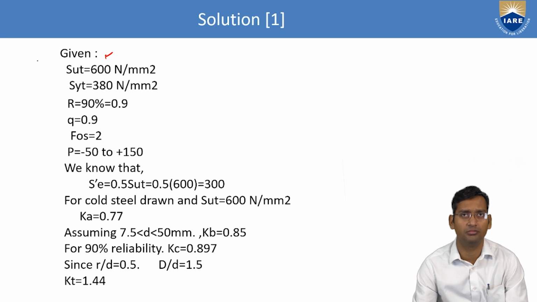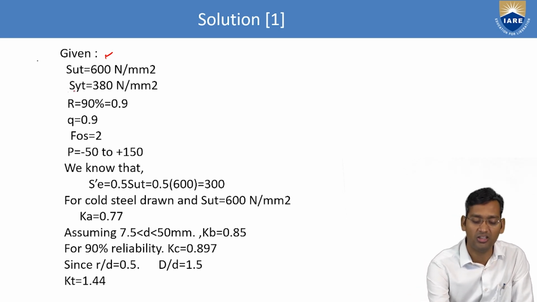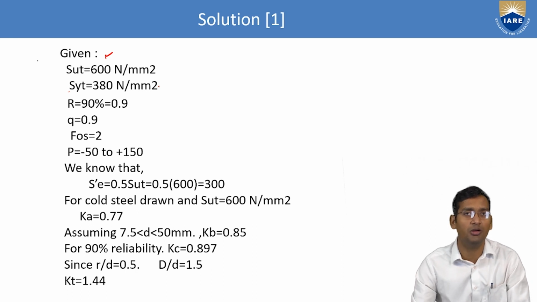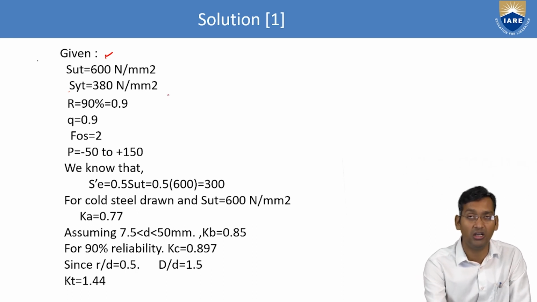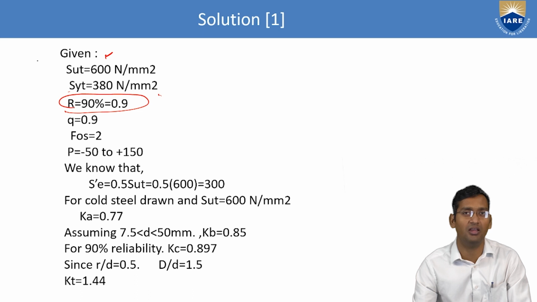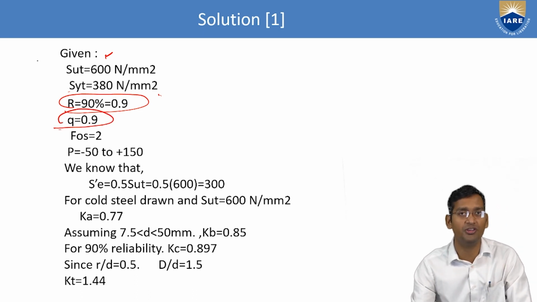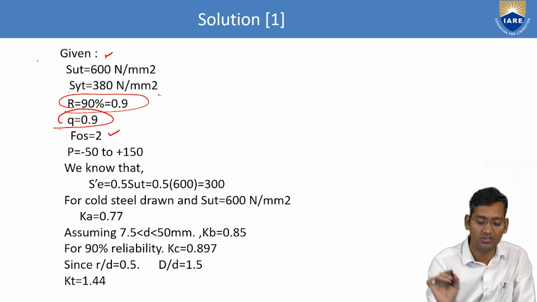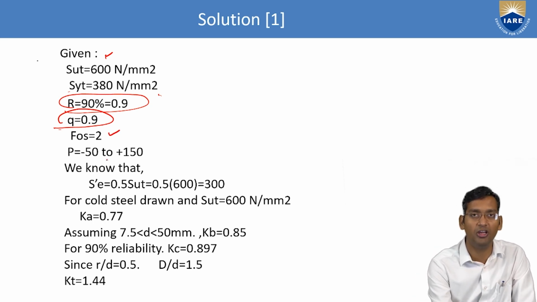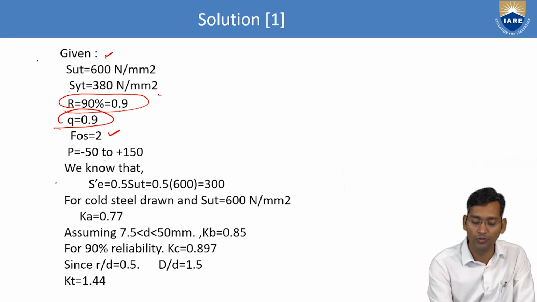S ultimate is given as 600 Newton per mm square. SYT is given as 380 Newton per mm square. It's not Newton mm2, it's Newton per mm square. Okay, R, the reliability, is given as 90%, that we can say as 0.9. Q, the notch factor, is denoted by Q, and is given as 0.9. Factor of safety is given as 2. P is from where to where? Minus 50 to 150.